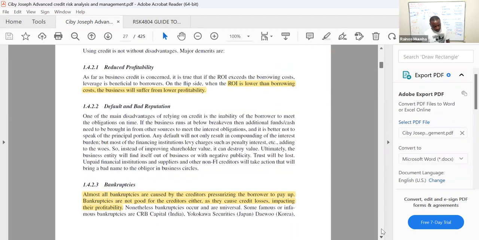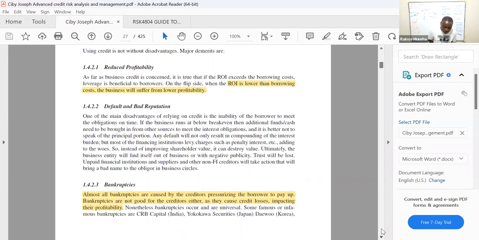The second disadvantage of credit is default and bad reputation. When a company, or an organization, defaults on their obligation, it results in a bad reputation. So I'll read through the paragraph so that you can fully understand this point. Here they say, one of the main disadvantages of relying on credit is the inability of the borrower to meet the obligations on time. So if the business runs below break even, then additional funds of cash need to be brought in from other sources to meet the interest obligation. And it is better not to speak of the principal portion.